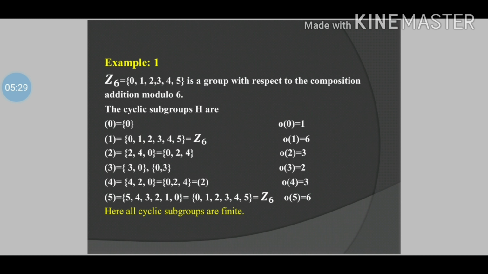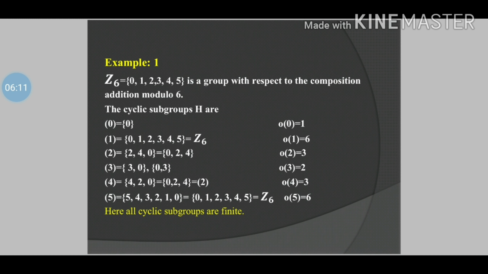Cyclic 2 means consider the powers of 2, that is 2, 2 squared, 2 cubed and so on. So 2 raised to 1 is equal to 2. 2 squared is equal to 2 plus 2, which is 4. 2 raised to 3 is equal to 2 plus 2 plus 2, which is 6, and 6 is equal to 0. Therefore, cyclic 2 is equal to 0, 2, 4, and the order of this subgroup is 3. Similarly, cyclic 3 is 3, 3 squared, that is 6, which is 0. Therefore, cyclic 3 is the set 0, 3, and the order of 3 is equal to 2.